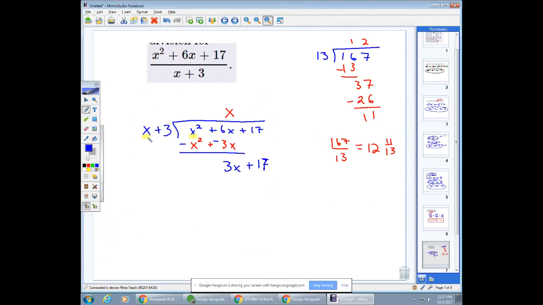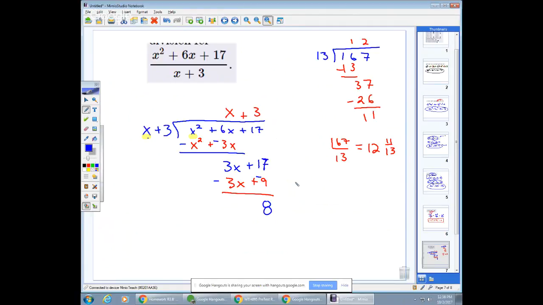Then I look at this and that. How are they different? Well, I need to multiply by 3. So I make a note up here. I need to multiply by a positive 3, not a negative 3, but a positive 3. 3 times x plus 3 is 3x plus 9. Now we subtract by adding the opposite. So go through and change those signs and then come down. That term disappears. 17 minus 9 gives me what? 8.